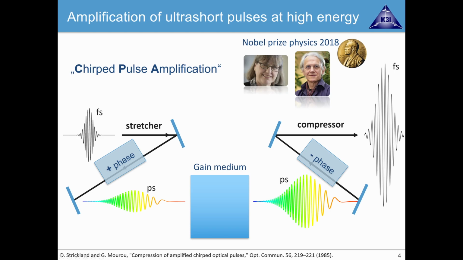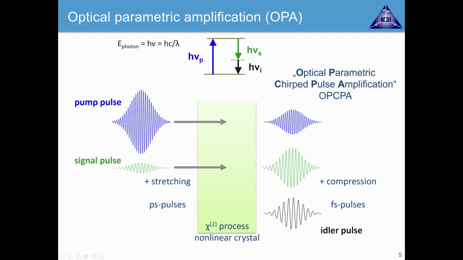This technique was awarded the Nobel Prize in 2018 to Donna Strickland and Gérard Mourou, though the technique has been known since 1985, when Donna Strickland developed it in her PhD thesis. This is one part of the title's OPCPA: the chirped pulse amplification part. What is still missing is the optical parametric amplification.